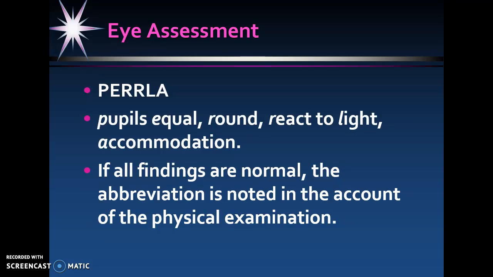However, many people miss accurate assessment of accommodation. Accommodation is where you hold your finger about 18 inches from the patient's eyes, have them focus on your finger, and as you bring it close to their nose, they're supposed to follow it with their eyes, and you'll notice their pupils constrict as it gets closer. That is accommodation.